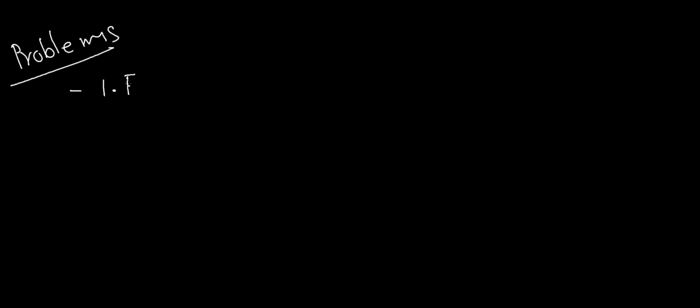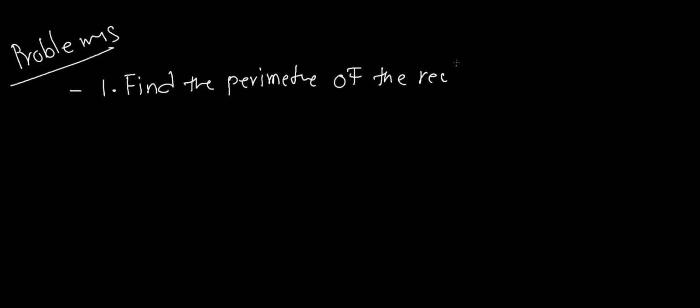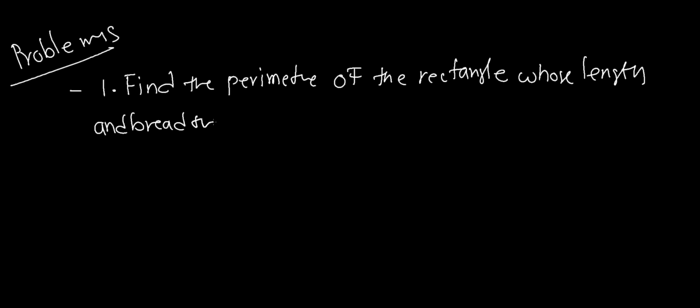So first is: find the perimeter of the rectangle whose length and breadth are 25 meter and 15 meter. Now the solution.